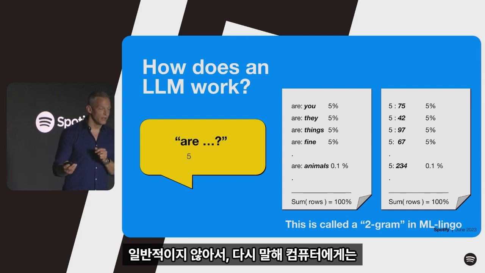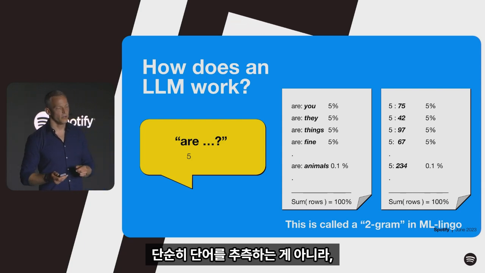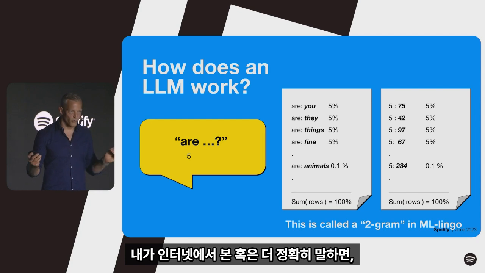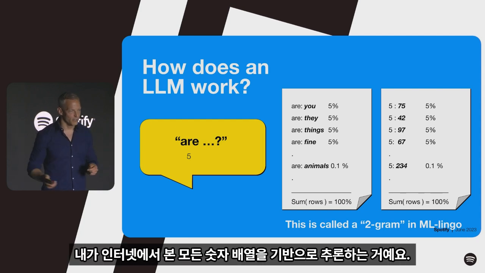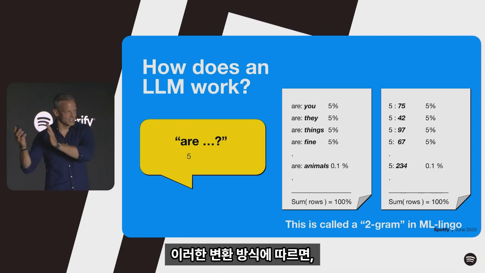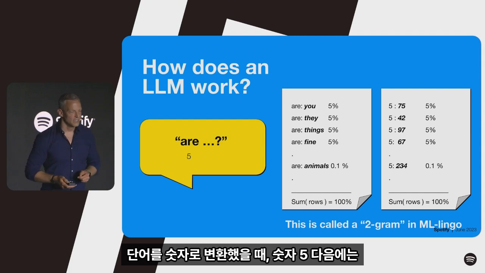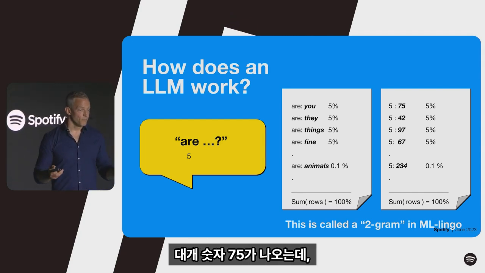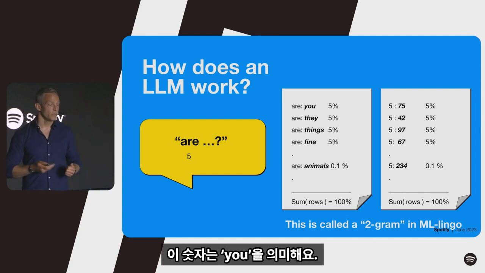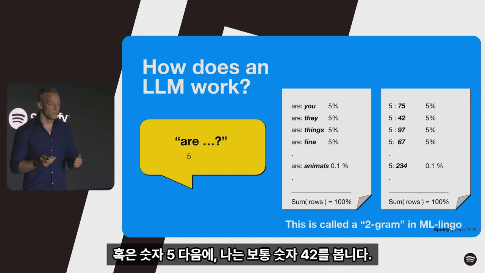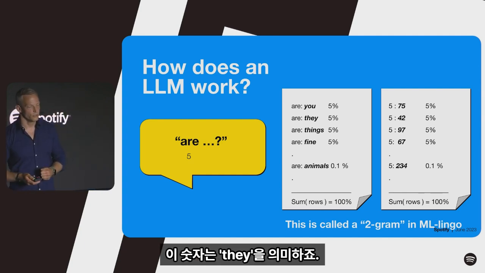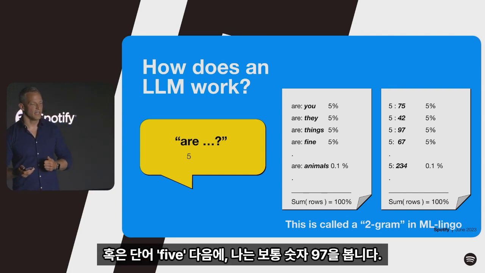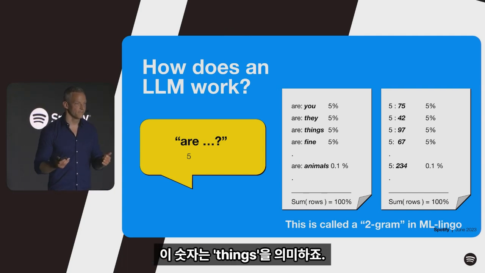So again, to a computer, it's not guessing words. What the computer would say is, based on all the text I've seen on the internet, or more correctly, based on all the sequences of numbers that I've seen on the internet, according to this translation from words to numbers, after the number 5, I usually see the number 75, which represents you. Or after the number 5, I usually see the number 42, which represents they. Or after the number 5, I've usually seen the number 97, which represents things.